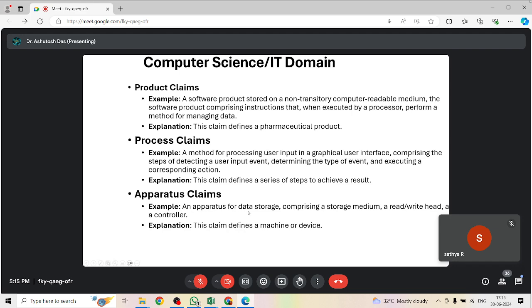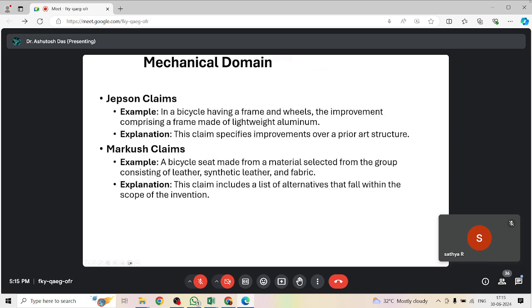An apparatus for data storage consists of a storage medium, a read/write head, and a controller. So this apparatus claim covers a particular machine or device. Now you can see how different claims are coming.